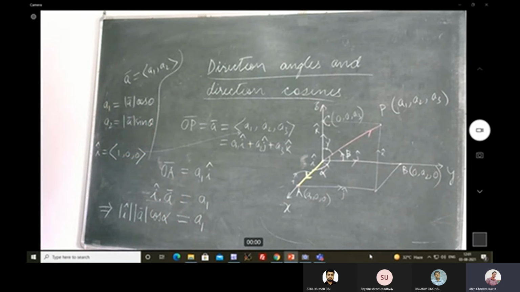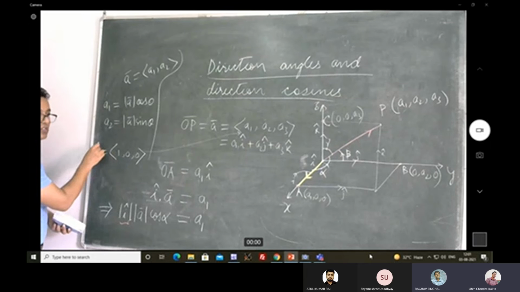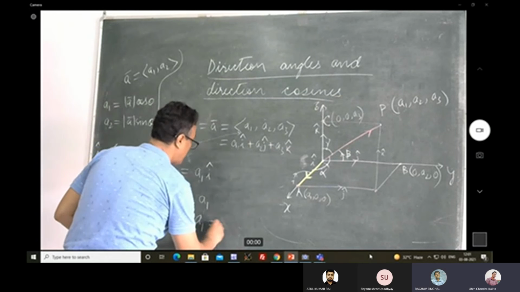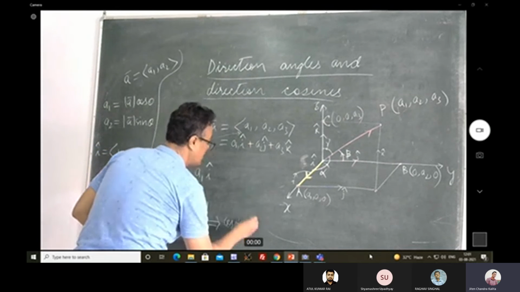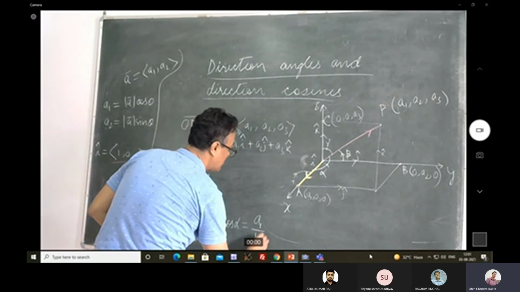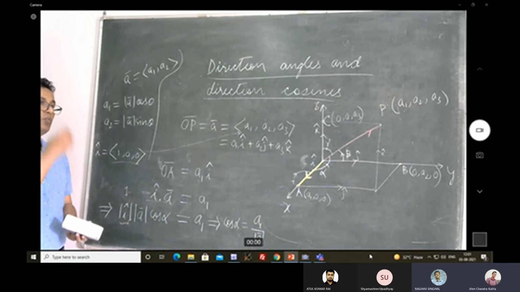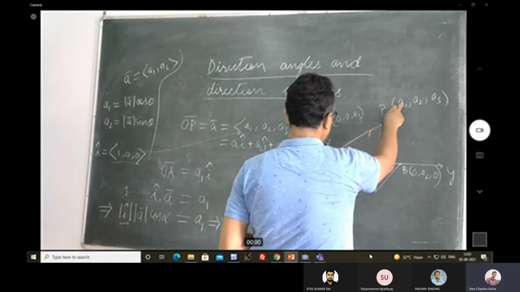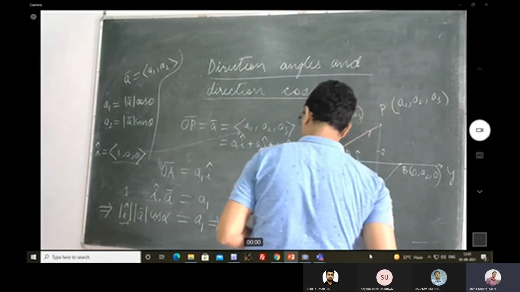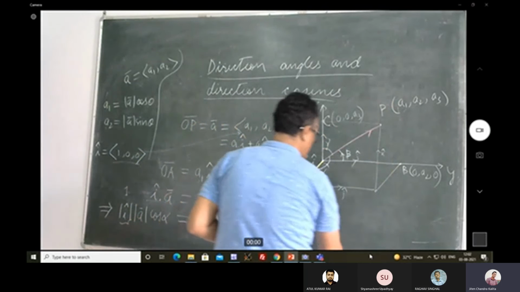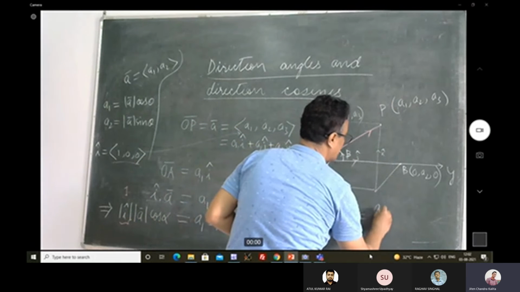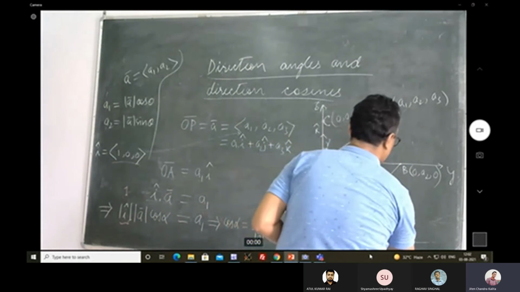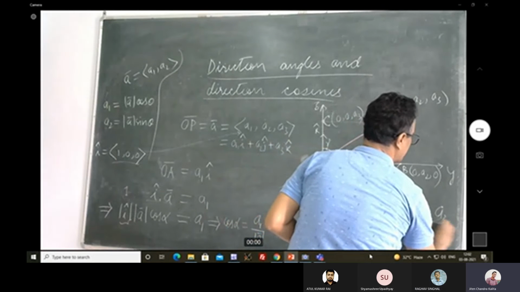Is it okay with everybody? Fine? Okay? Now i is a unit vector, right? And its magnitude is simply 1, isn't it? Fine? So from here, I am going to get cos alpha equal to A1 by mod A. Is it okay with everybody? Right? So similarly, if I take the dot product of j cap with A and k cap with A, from there what I am going to get is simply cos beta equal to A2 by mod A and cos gamma equal to A3 by mod A.